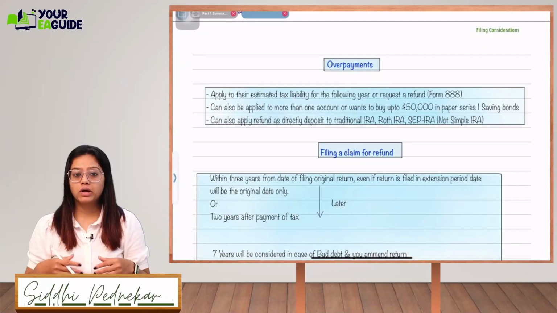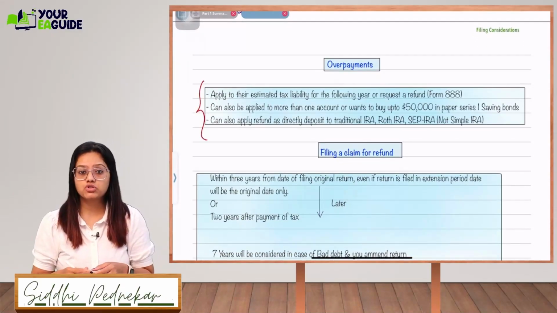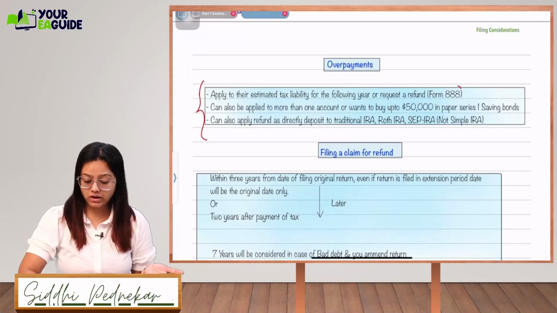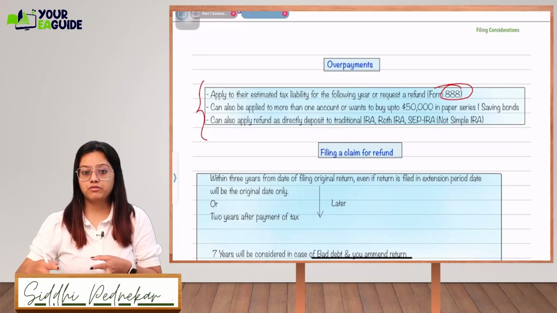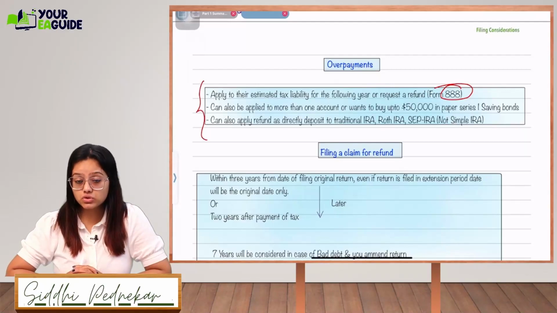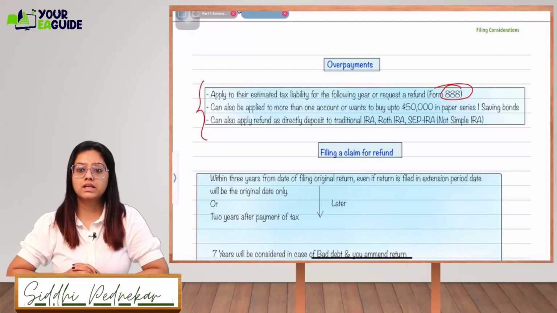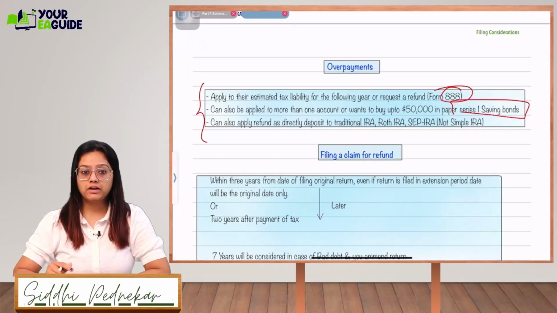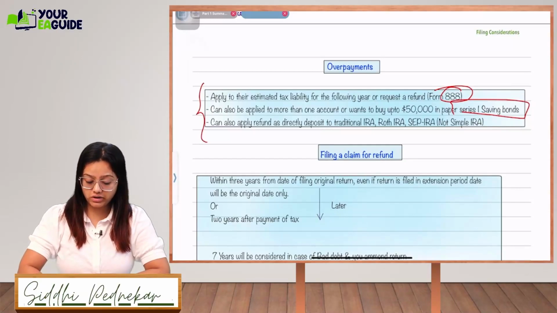Okay, next is overpayment. What if you are overpaying? As I mentioned, you have 3 options. You can apply the estimated tax payment for the following year, for the next year. For that, you need to file a request by a separate form. You can also use that refund to buy a savings bond, that is a series I savings bond. Or the third one is you can apply the refund for the direct deposit to the traditional IRA.